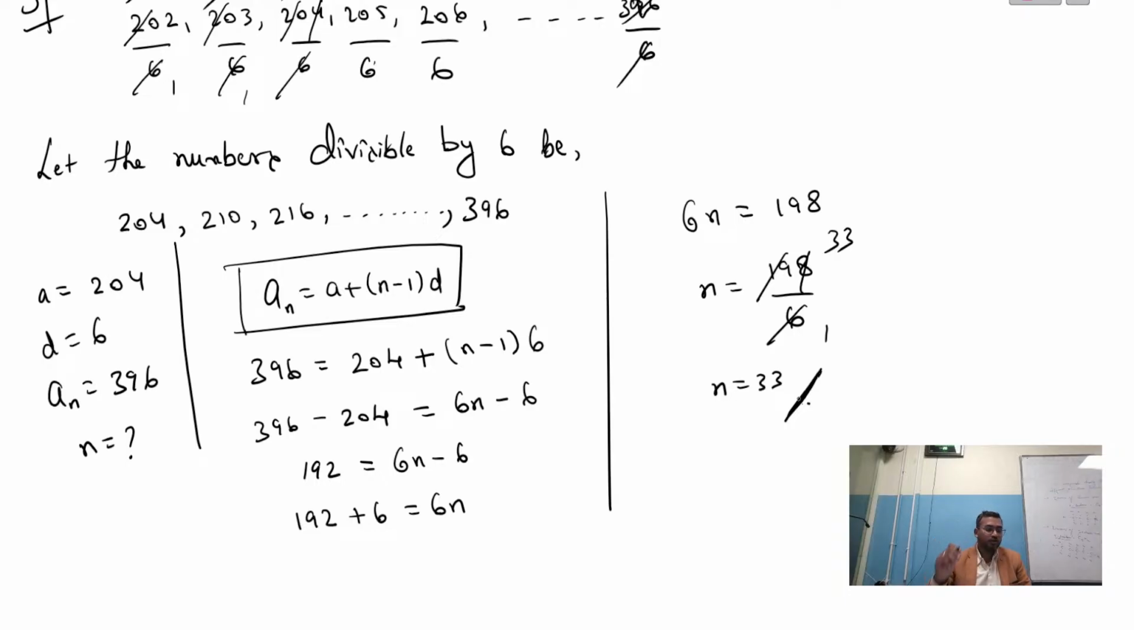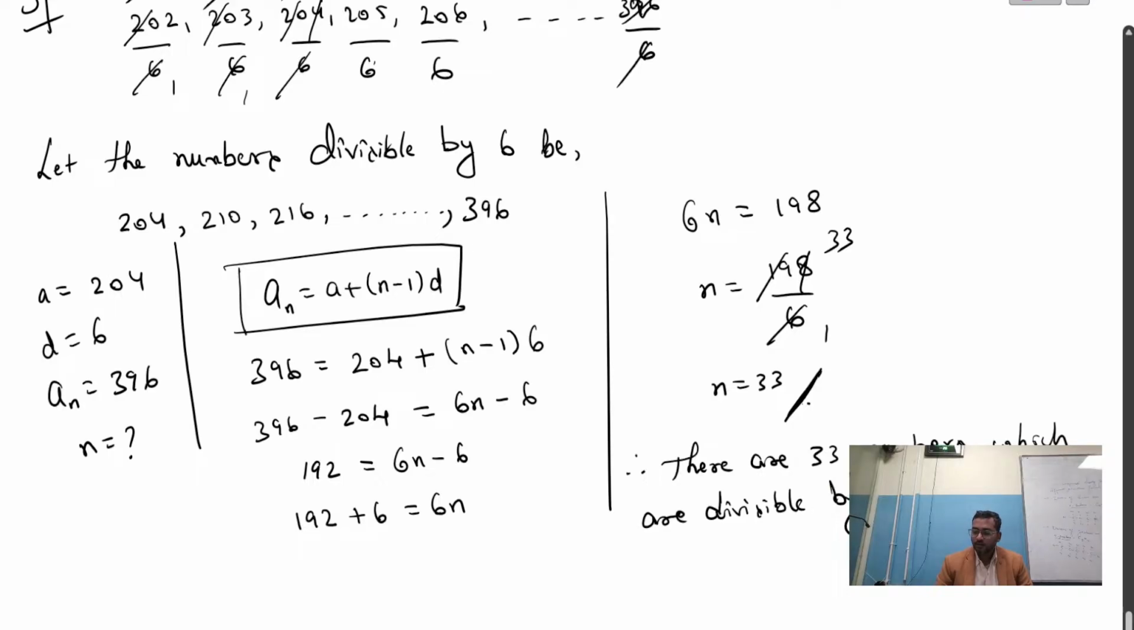So how many numbers between 201 and 401 are divisible by 6? Therefore, we can say that there are 33 numbers which are divisible by 6 between 201 and 401. This is how we have to conclude the problem. How to solve this problem.